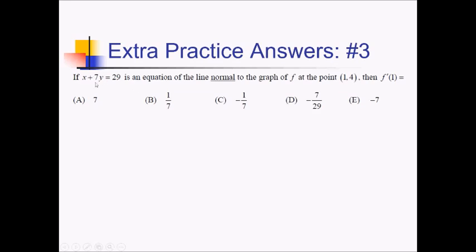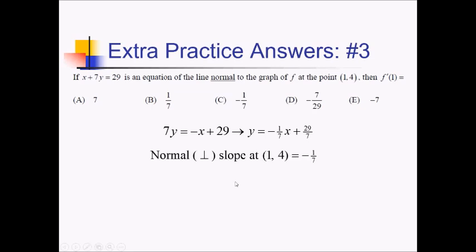So let me rewrite this equation in mx plus b form to make the slope easier to pick out. I can subtract x from both sides, and then divide by 7, so that's going to be negative 1/7 x plus 29 over 7. And now just recognizing that this is the slope here, we have a normal slope of negative 1 over 7. So again, this is perpendicular to the slope that we actually want at (1, 4). The slope we want at (1, 4) is the opposite reciprocal of this, which is positive 7. So that's the value of f prime of 1, which is going to give us choice A.